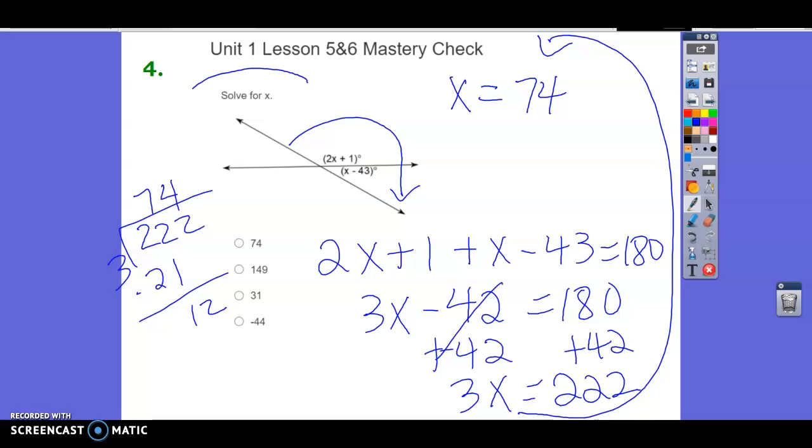We read the problem again. They are asking for the value of x. That means what we found is actually the answer, and we are done.